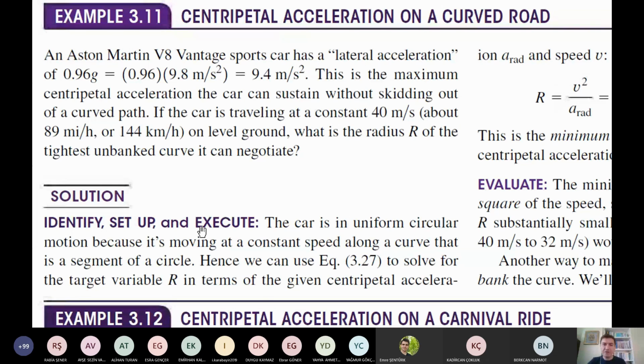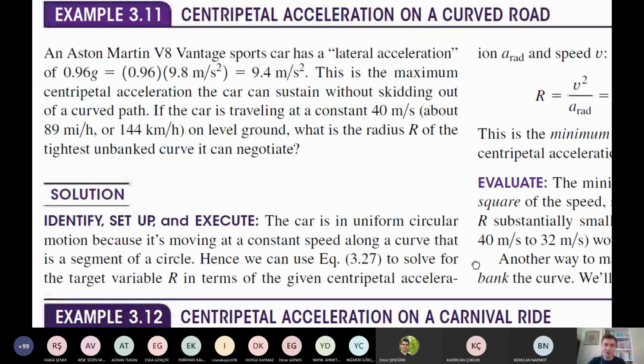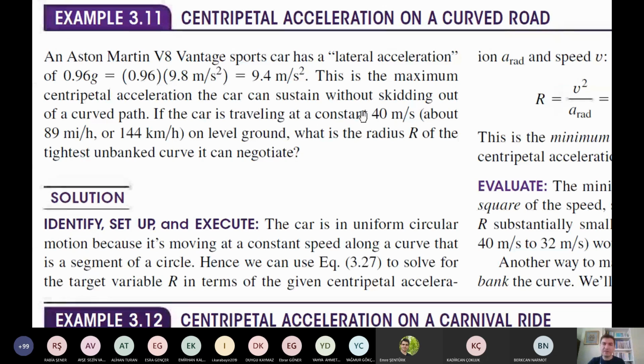The car is in uniform circular motion because it is moving at a constant speed along a curve that is a segment of a circle. So this is the constant speed. It is given within the question, okay? If it is constant speed, it is very nice. Then you can apply the rules for the uniform circular motion.